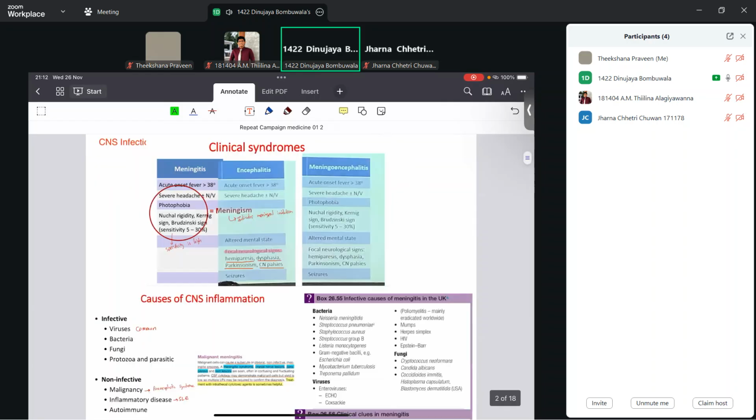Regarding CNS infections, there are three main conditions: meningitis, encephalitis, and meningoencephalitis.